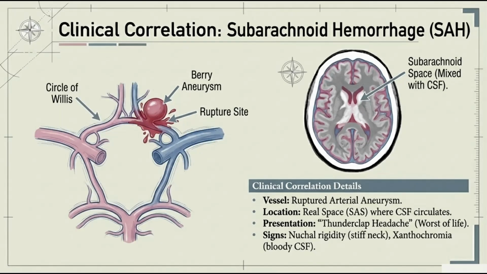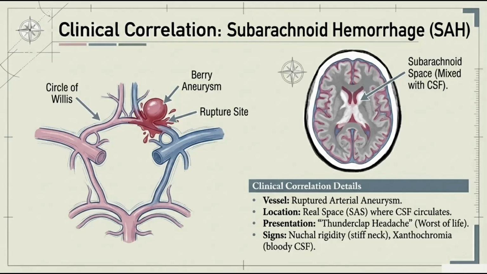This is bleeding into the real fluid space, the CSF space. The cerebrospinal fluid literally turns to blood. This is usually from a ruptured berry aneurysm in the circle of Willis. It's explosive. The patient describes the worst headache of their life, the thunderclap headache. Because the blood is in the fluid. Goes everywhere the fluid goes.